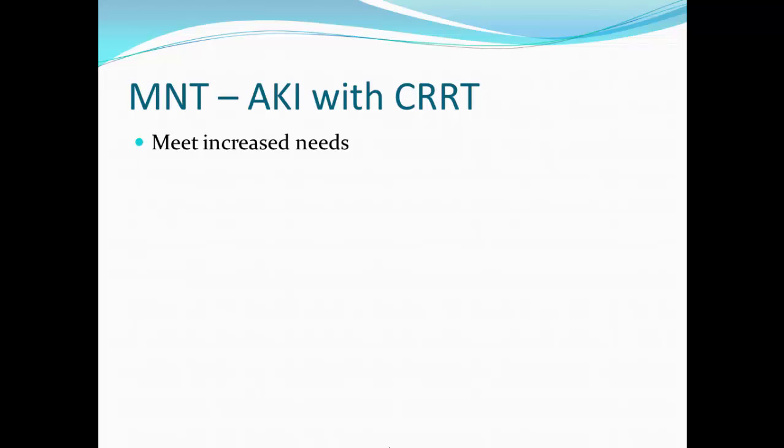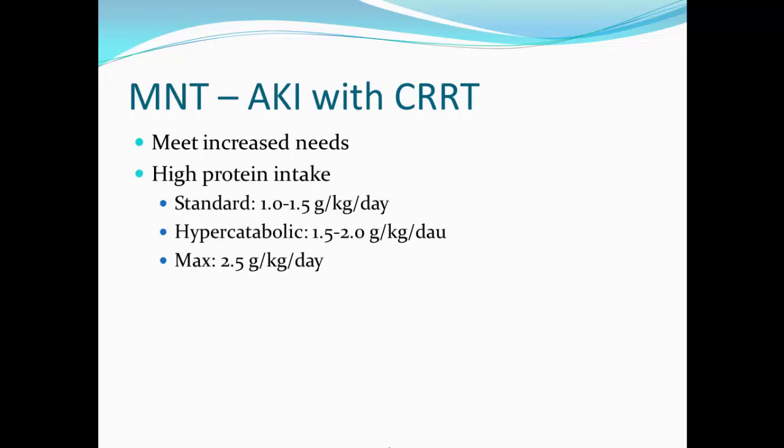So when you're writing your diet prescription for a patient on CRRT with acute kidney injury, you want to remember that they have increased needs and high protein intake. Because of the 24-hour per day dialysis, their resting energy expenditure is much higher, and they're often in the critical care setting, so you can use these predictive equations or indirect calorimetry as is applicable.